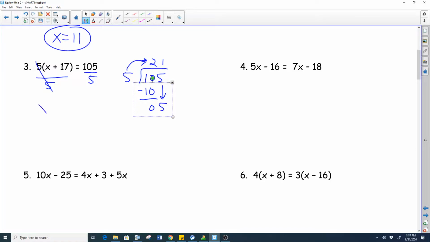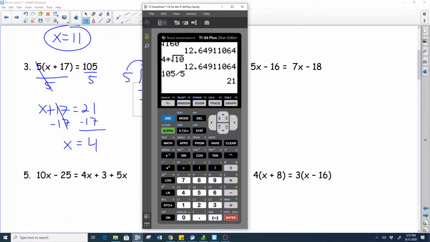So now we have x plus 17 is equal to 21. And then we're just going to subtract 17 from the other side. So 21 minus 17, I believe, is 4. It should be 4, and you can always use your calculator to double check. So 21 minus 17 is 4.